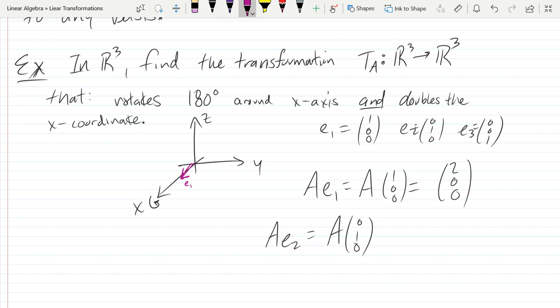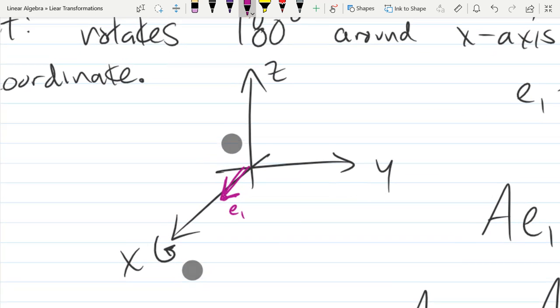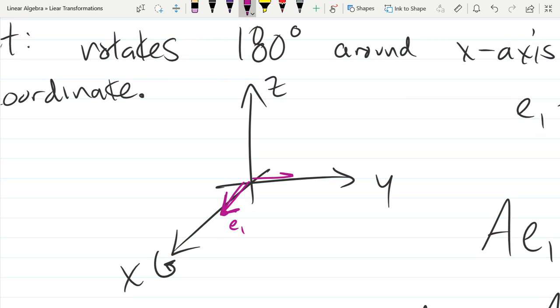And I'm going to draw E2. So E2 is going on the y axis, so it's to the right. So there's E2. All right, is E2 going to change? Will it be affected by the rotation? Yes. Will it be affected by the doubling of the x coordinate? Nope, it has no x coordinate. Well, its x coordinate is 0, so doubling it is going to give us 0.